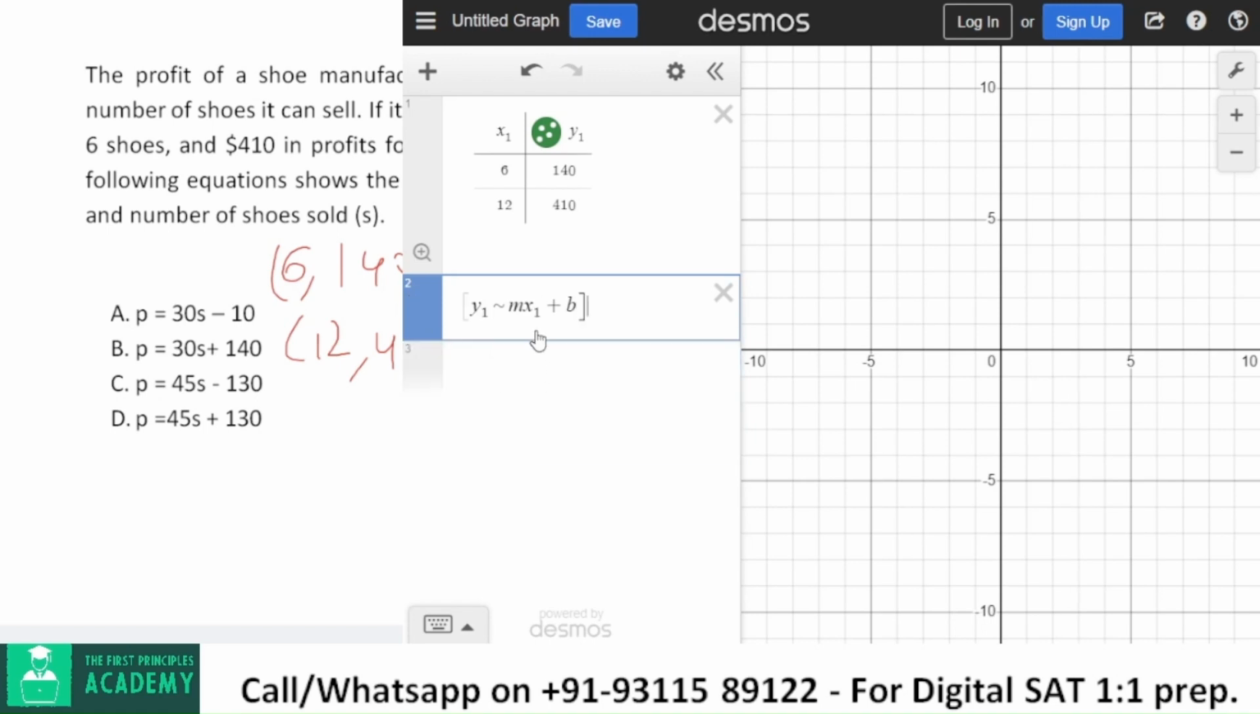Okay, so let's go back and put this in. Y is equal to 45x minus 130. So y here is profits, because that is what is changing with shoes, and x is shoes. So 45x minus 130. If you see, C is the equation that we are looking for. So we didn't have to go through any difficult calculations. The Desmos straight away gave us the answer.